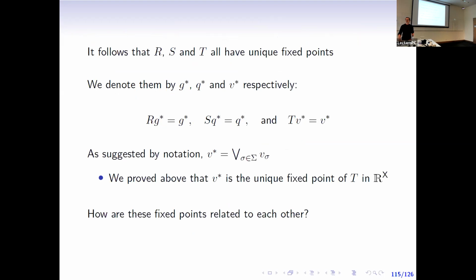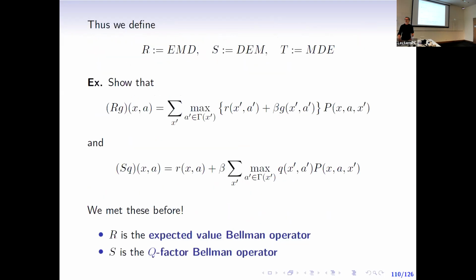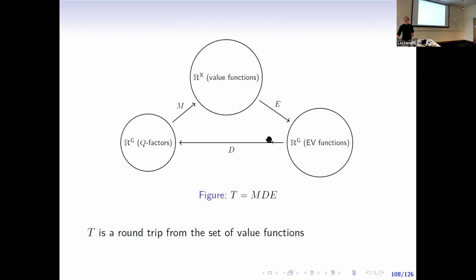And now it's really easy to show that if we go back to the picture, if I take the fixed point of T, which is the value function, and push it over to here by E, that's the fixed point of R, the expected value function. Now, if I put it over to here, that's the fixed point of S. So if I do a round trip on these guys, I get all these different versions of the value function. All right, I better finish.